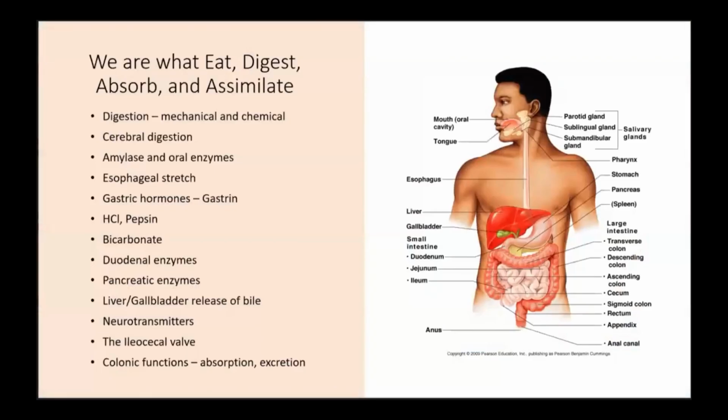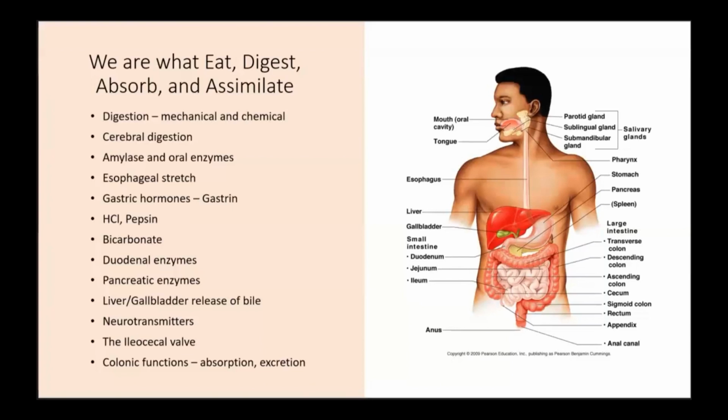We are what we eat, digest, absorb, and assimilate, right? Just run through it real quick. Our digestive system, look at that. It's mechanical and it's chemical. You first start digesting food when you think about it. You see the food in front of you and you start cerebral digestion. You've already started digesting it. Then your body starts to make amylase, oral enzymes, to start to break the complex carbohydrates down into smaller ones, simple ones into glucose so that you can start to make energy rapidly.